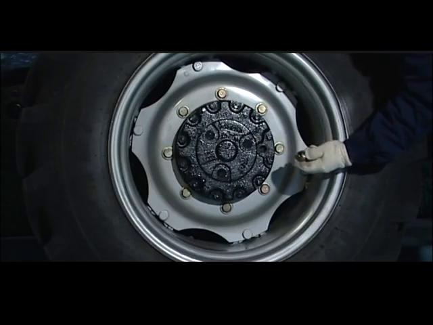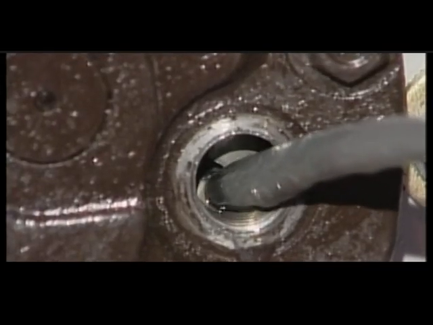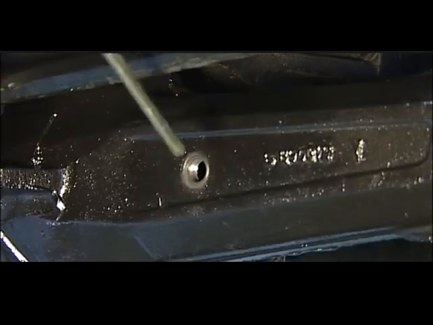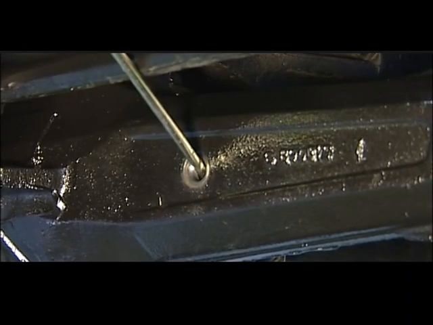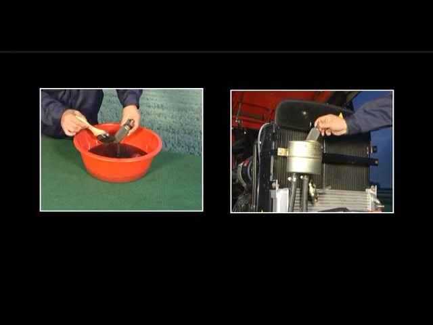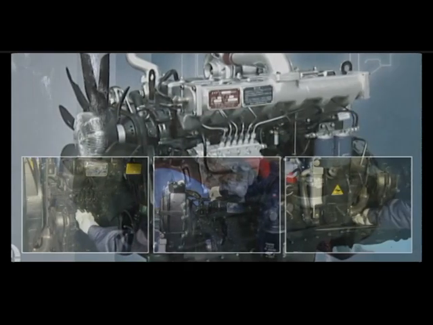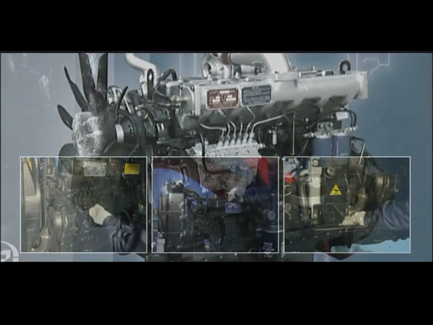Check the oil level of the front drive axle and transmission housing. Refill when lacking. Check the oil level of the front drive axle housing. Refill when lacking. Wash and maintain the filter of the hydraulic steering oil tank. Maintain the engine as per the manual.